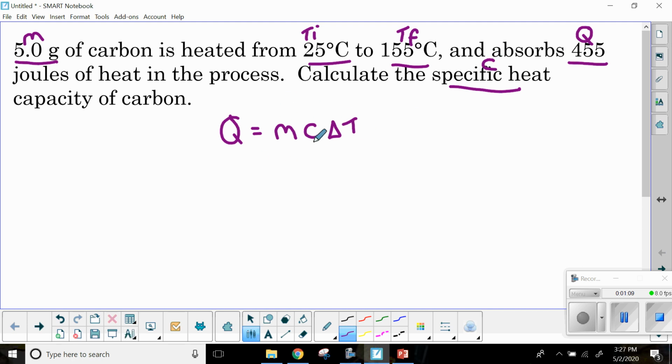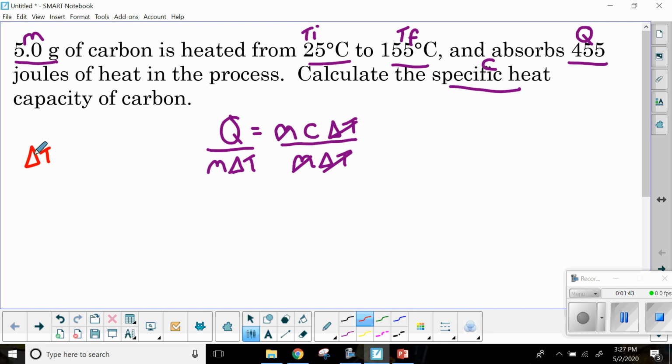So my QMCAT equation here, I want to rearrange this to isolate my specific heat capacity. So I'm going to divide both sides by mass and change in temperature. Then I can cancel out mass, cancel out delta T, and I'm going to be left with this rearranged equation where the heat is going to be divided by the mass times the change in temperature. So let's get that change in temperature.